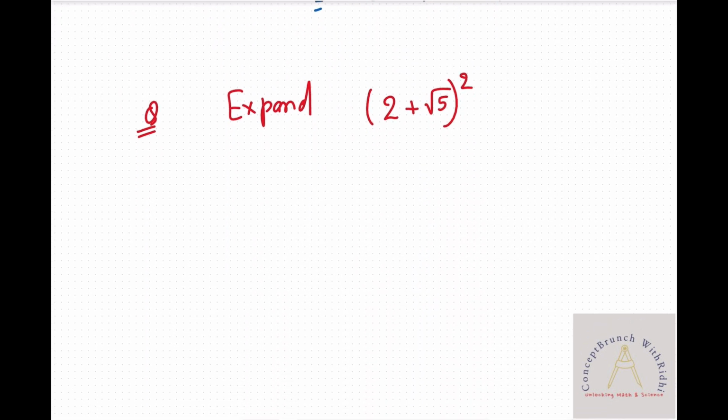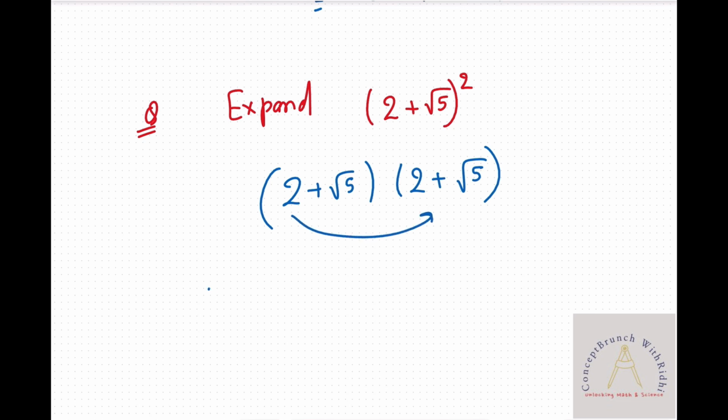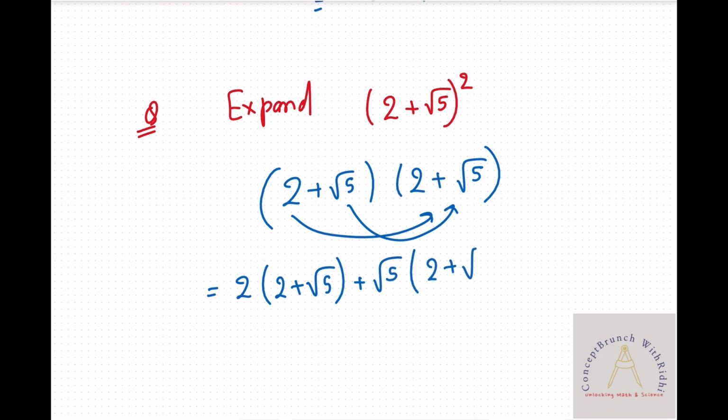Expand this one. Okay, so you can expand it. 2 plus root 5 times 2 plus root 5. Multiply 2 with the whole, so 2 plus root 5, then root 5 with the whole, so root 5 times 2 plus root 5.